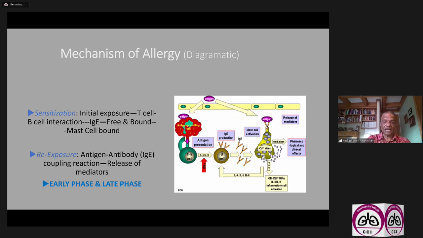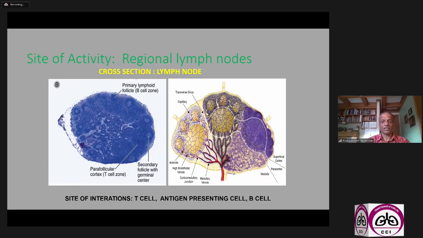So the main cell here is the T lymphocyte. The T lymphocyte is the primary cell that drives the allergic inflammation. It is not the mast cell, it is not the eosinophil, it is a lymphocyte. So if you look at the cross-section of a lymph node, in the lymph node itself, you will have what we call the T cell area and B cell area, and all these reactions I am showing you take place in the regional lymph nodes. That is why when you have people with allergies, their lymph nodes can hurt a little bit. Their lymph nodes can be a little bit enlarged.